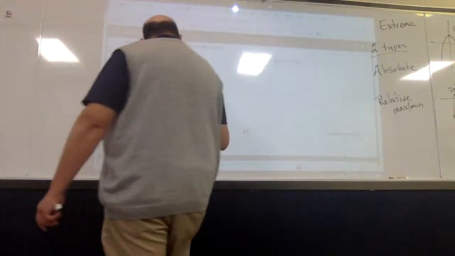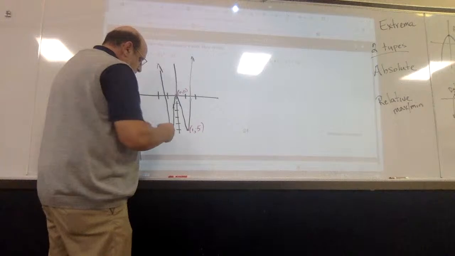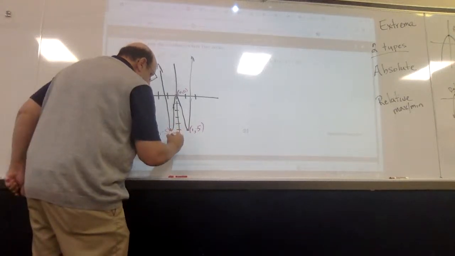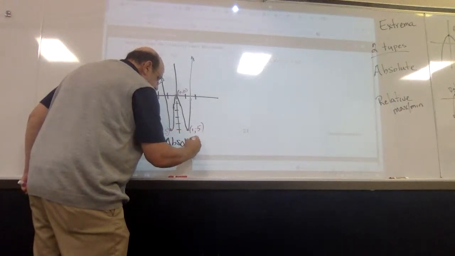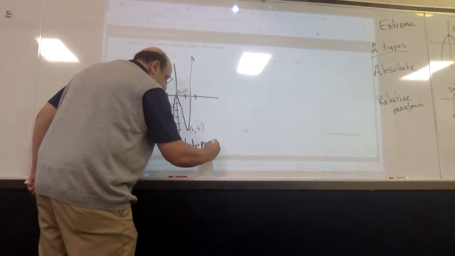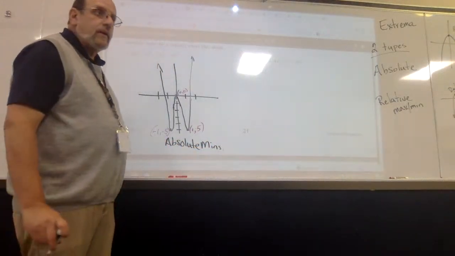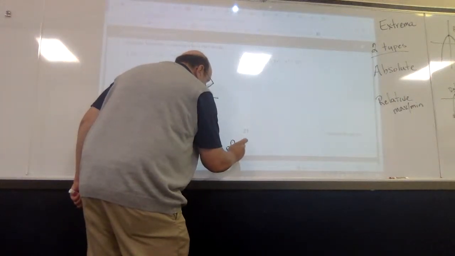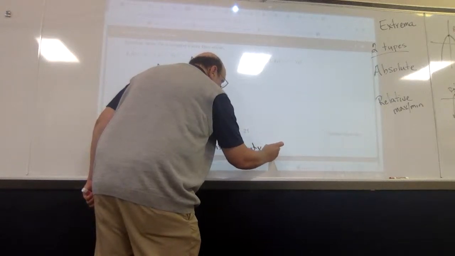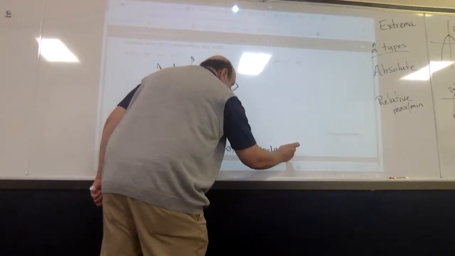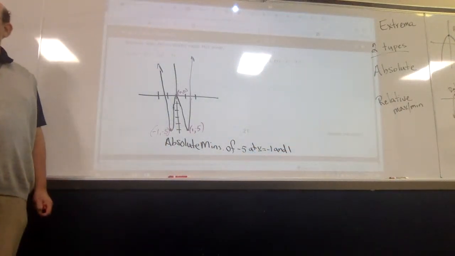So these are both what types of minimum? Never goes below it. What types of minimums are there? Absolute. Relative. Absolute, because they never go below it. Absolute minimums of -5 at x equals -1 and 1. So it has two absolute minimums.